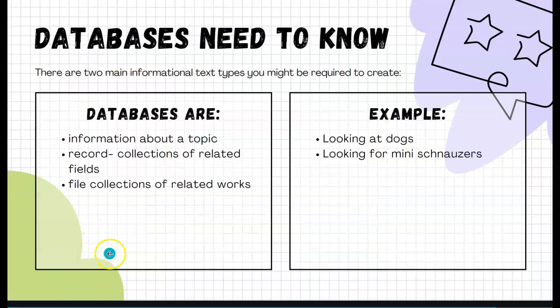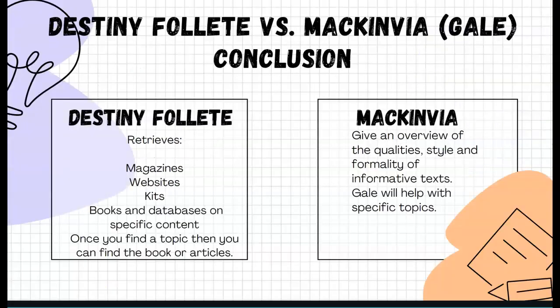Now, remember, databases are used for information about a topic. It's related fields. It's a collection of related works. I gave you an example: if you're looking at dogs, there's a lot of them. If you're looking at a dog compound, there's a lot of them. But you're looking for one thing in specific. You're going to look for miniature Schnauzers. You're not going to look at the Dobermans and the Great Danes. You just want the one type.